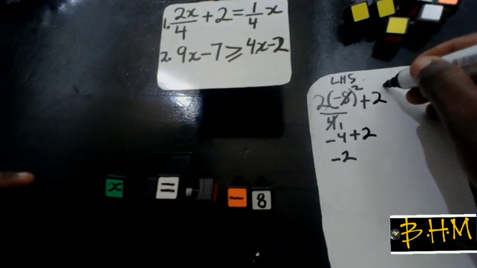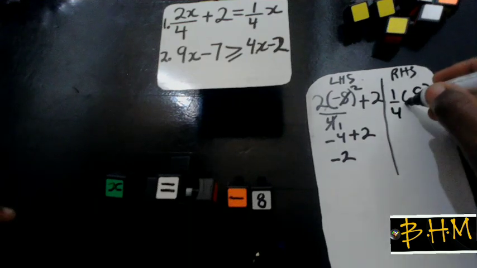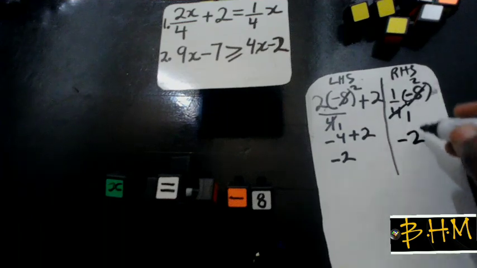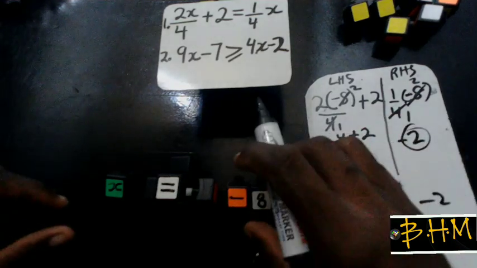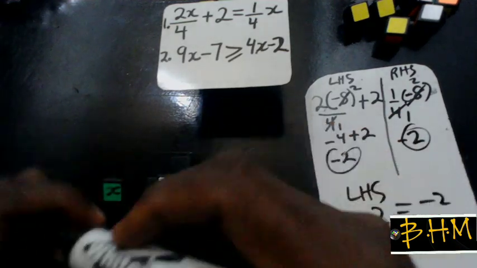What about the right hand side? Well, on the right hand side, it says it's 1 on 4x. So 1 on 4 into bracket, and how many times? Minus 8, my bad. So how many times does 4 go into minus 8? Goes here 1, goes here 2, so the answer is minus 2. So you can see that the left hand side gave us minus 2, and that was the same as the right hand side, which is minus 2. So that is why we say that x is equal to minus 8 is a solution to the first problem.